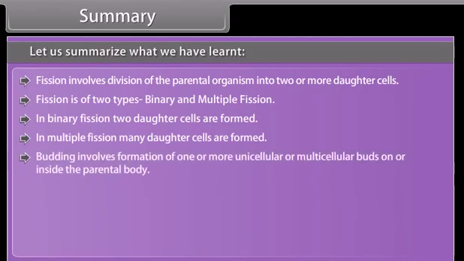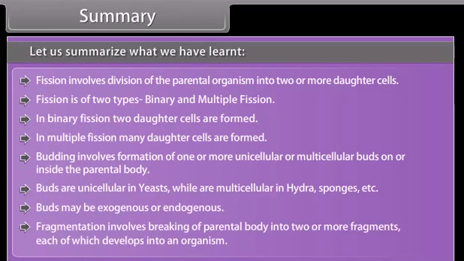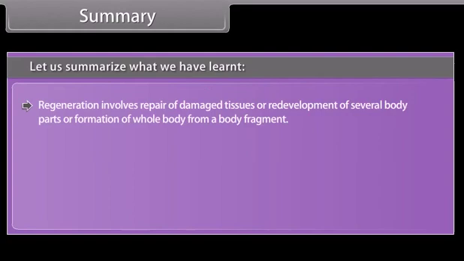Budding involves formation of one or more unicellular or multicellular buds on or inside the parental body. Buds are unicellular in yeasts, while they are multicellular in hydra, sponges, etc. Buds may be exogenous or endogenous. Fragmentation involves breaking of the parental body into two or more fragments, each of which develops into an organism. Regeneration involves repair of damaged tissues, or redevelopment of several body parts, or formation of a whole body from a body fragment.